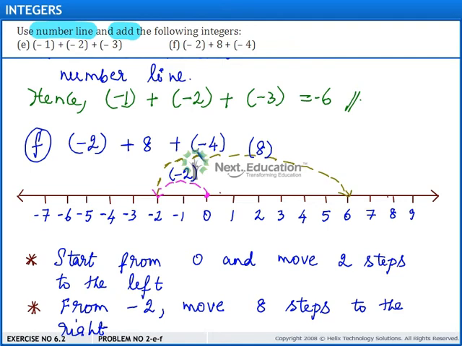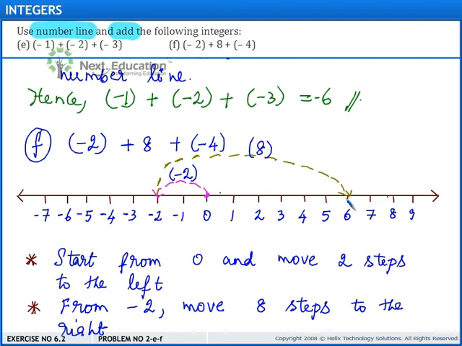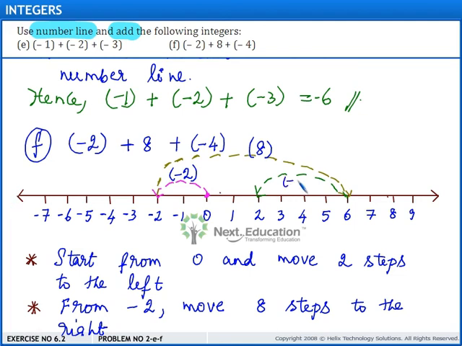Next, we need to add -4. For that, after reaching 6, we need to move 4 steps to the left. So from here, we need to move 4 steps to the left. So 1, 2, 3, 4. We have moved 4 steps to the left. So we denote this by -4. We have reached 2 on the number line.